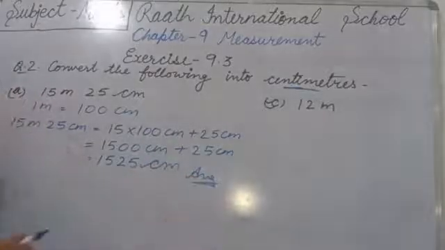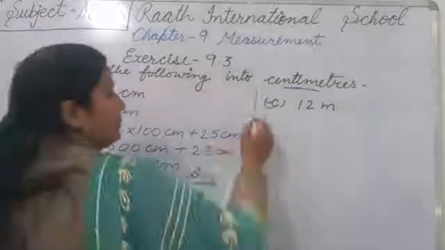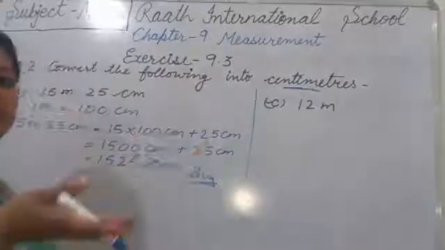So like this you will do the B part also and D part also. Now here is C part. There is given 12 meter. Only meter is given and you convert it to centimeter.